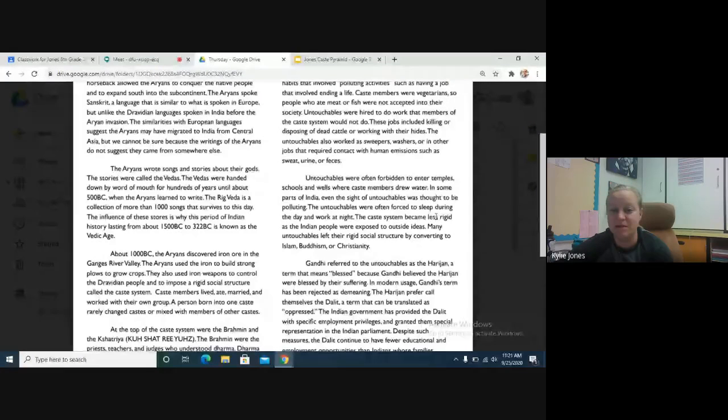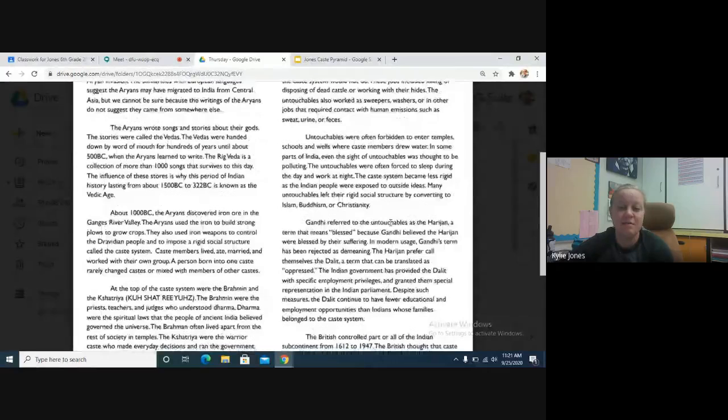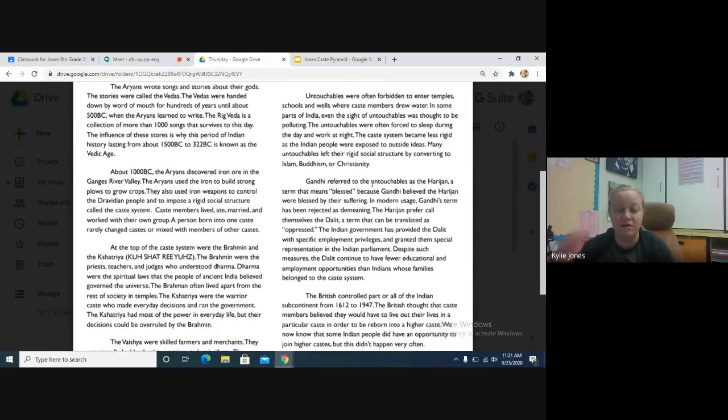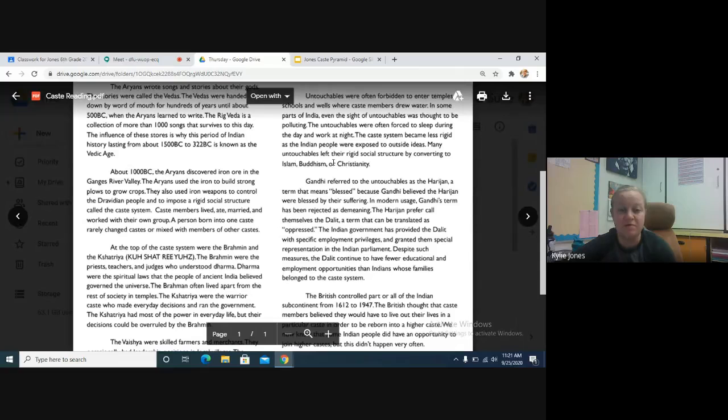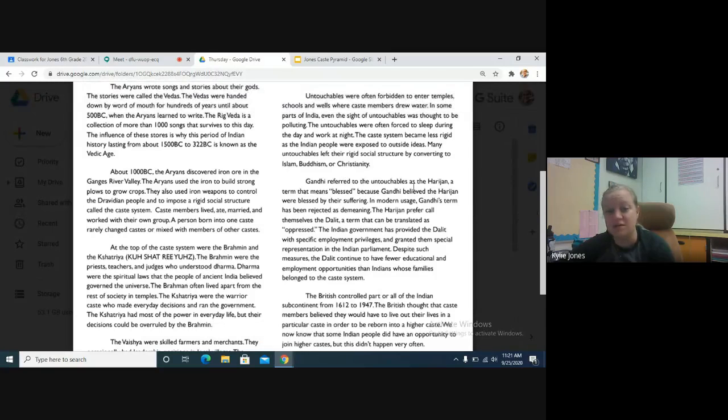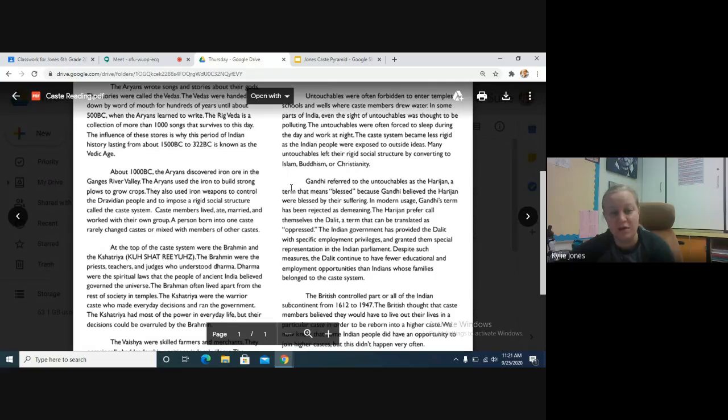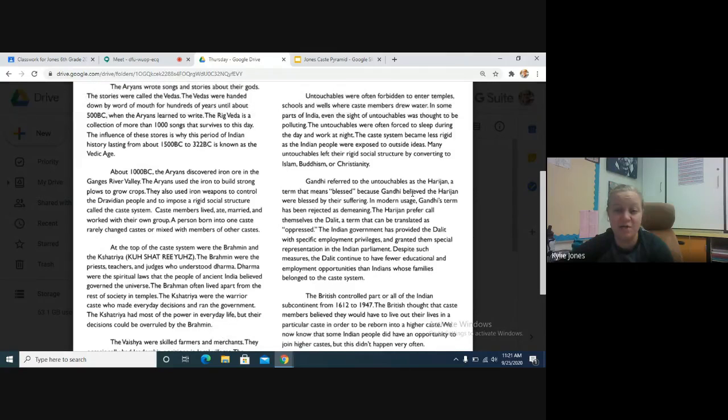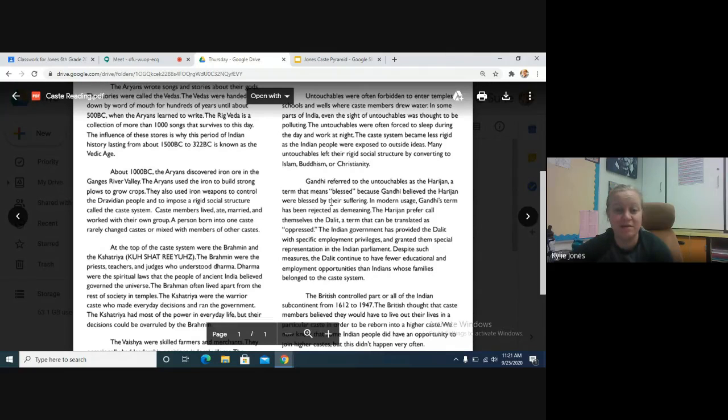The caste system became less rigid as the Indian people were exposed to outside ideas. Many untouchables left their rigid social structure by converting to Islam, Buddhism, or Christianity. So instead of staying under Hinduism, which is the Indian religion, they converted to different religions so they could escape. Gandhi referred to the untouchables as the Harijan, a term that means blessed, because Gandhi believed that the Harijan were blessed by their suffering.